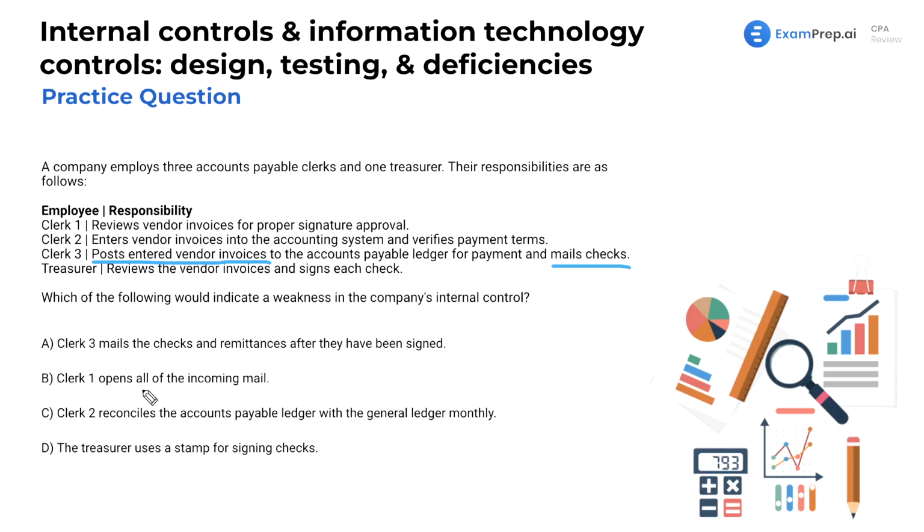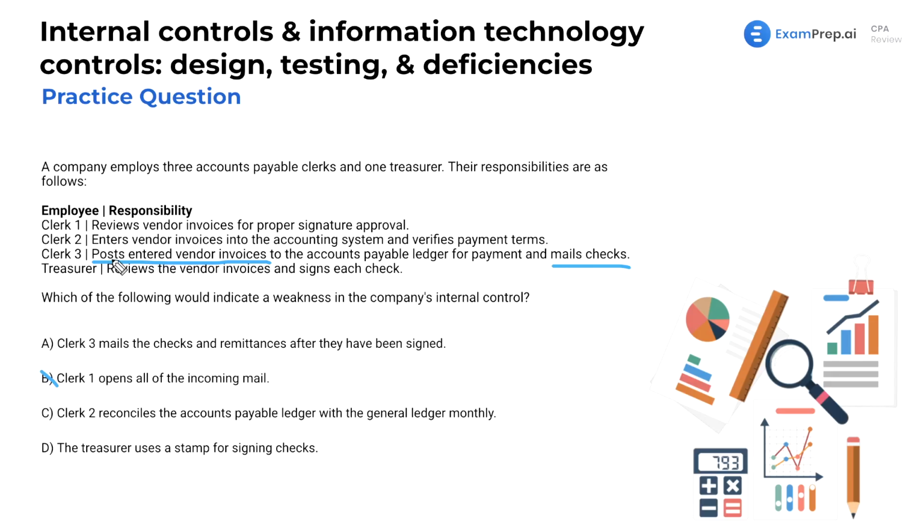But reading along further, clerk 1 opens all the incoming mail. Well, in this case, clerk 1 is just reviewing invoices for proper signature approval. That's not really record keeping, authorization, or custody. So by nature of them just opening the mail, that is custody. That's adding a level of responsibility upon this person, and they didn't really have one of those 3 to begin with. So we'll cross that off. Next one, clerk 2 reconciles the AP ledger with the general ledger monthly. This is obviously reconciliation. This is record keeping.